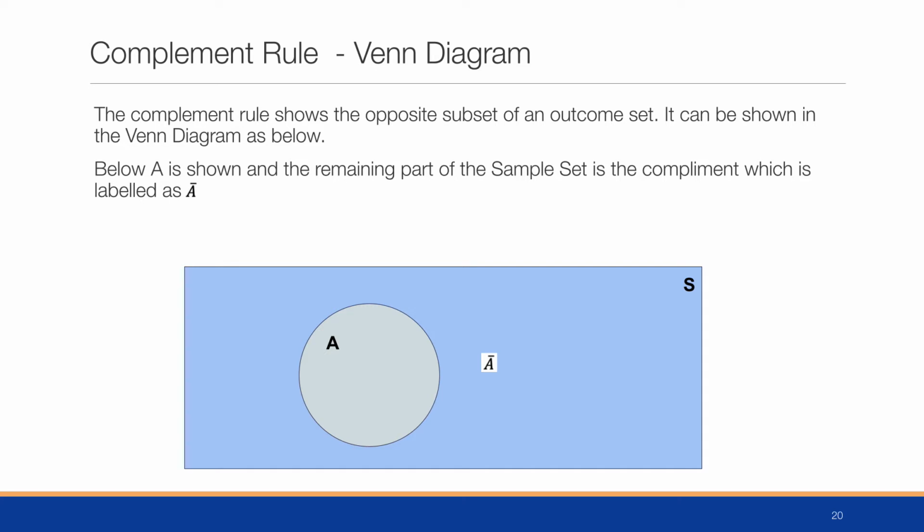In a Venn diagram, the complement rule is the opposite of the subset of the outcome set. So the blue space, remember, is S. That's our full sample. And A represents the subset that we were looking at. Therefore, the rest of the blue space without the A is known as a complement, or not A.